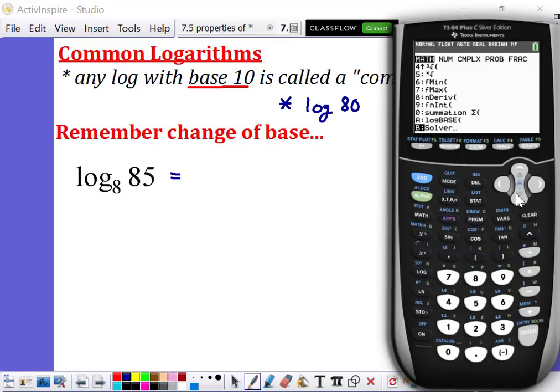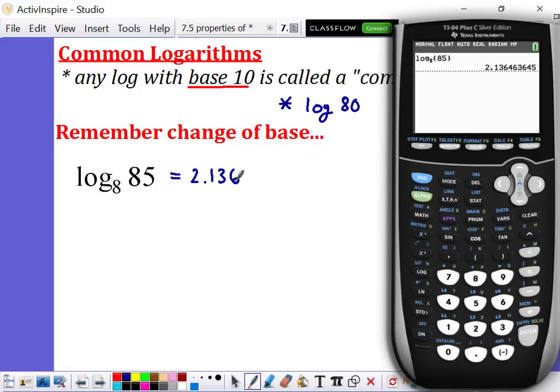You go all the way down to option A, which is log base, press enter, and you get that same kind of skeleton formula. So you type your base as 8, and then you are evaluating the log of 85. Press enter, and you get that the log is approximately 2.136, and this class will round to 3 decimal places. So 2.136 if I evaluated that on my calculator.